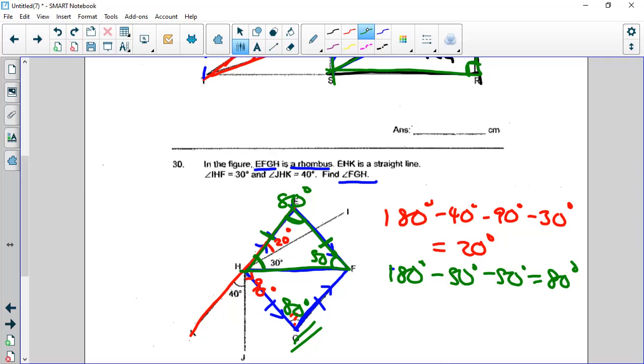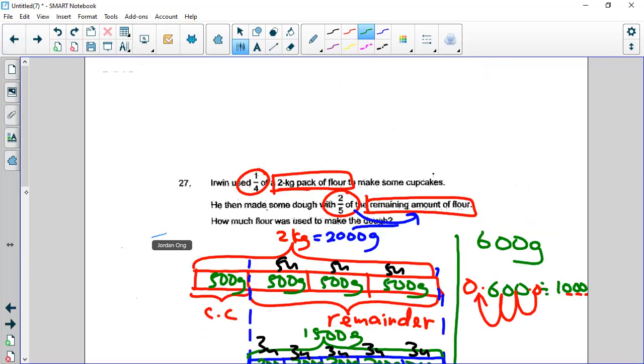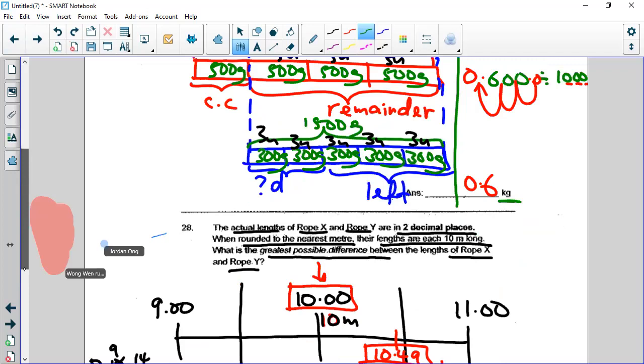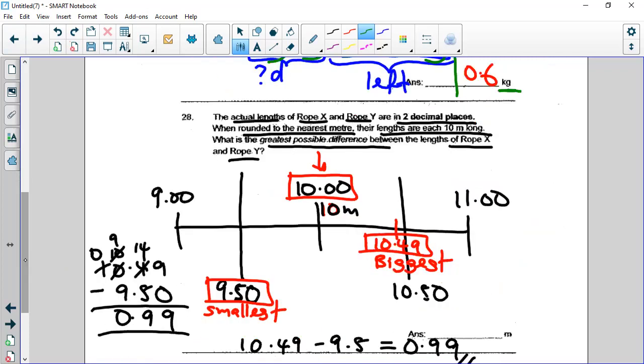So Wenrei, what question do you need to copy down? Question 28. Okay, so let's look at question 28. Okay, can see. And don't annotate. If you annotate, then the whole screen becomes blurry and confusing.